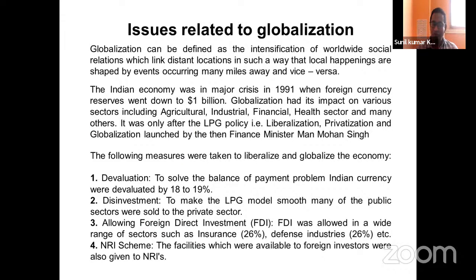The NRI scheme was also introduced to make investment from our NRIs in India. Different agencies were hired and different things were done. The facilities which were available to foreign investors were also given to the NRIs to make heavy investment in India, so that India can sustain a bigger market and its currency, so the Indian rupee can be strong. So these things were introduced in 1991 by Manmohan Singh Ji as a part of globalization.